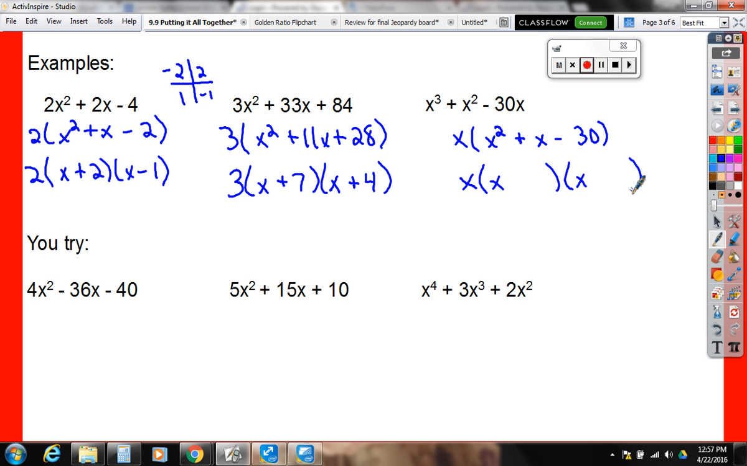Which one's going to be negative? What do I have to get? You have to get positive 1. 5 is going to be negative. Right. So we have x minus 5 and x plus 6.